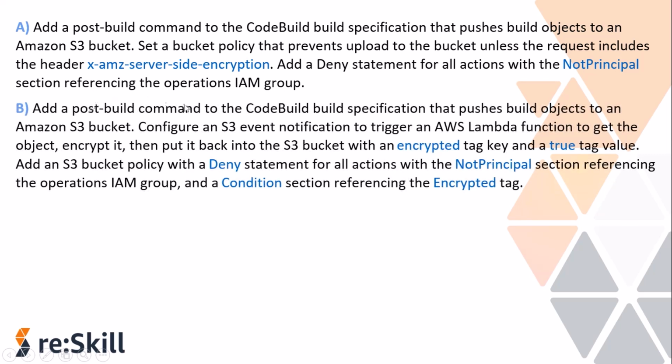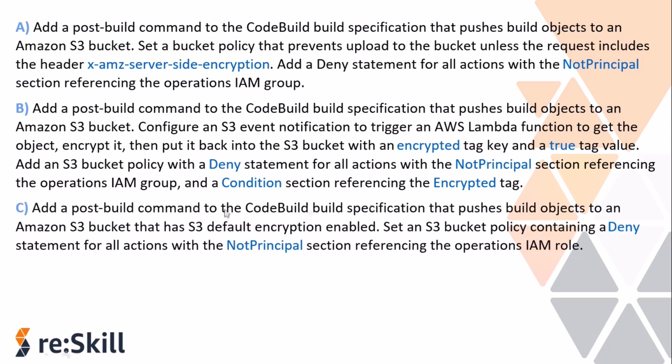Then add a post build command to the CodeBuild specification that pushes build objects to an S3 bucket. Configure the S3 event notification to trigger a Lambda function to get the object encrypted, put it back to S3 with an encrypted tag key and a true tag value, and add the S3 bucket policy with a deny statement for all the actions with the NotPrincipal section referencing the operations IAM group and a condition section referencing the encrypted tag. So this seems to be a long process. Still, we'll have a look at the other options first.